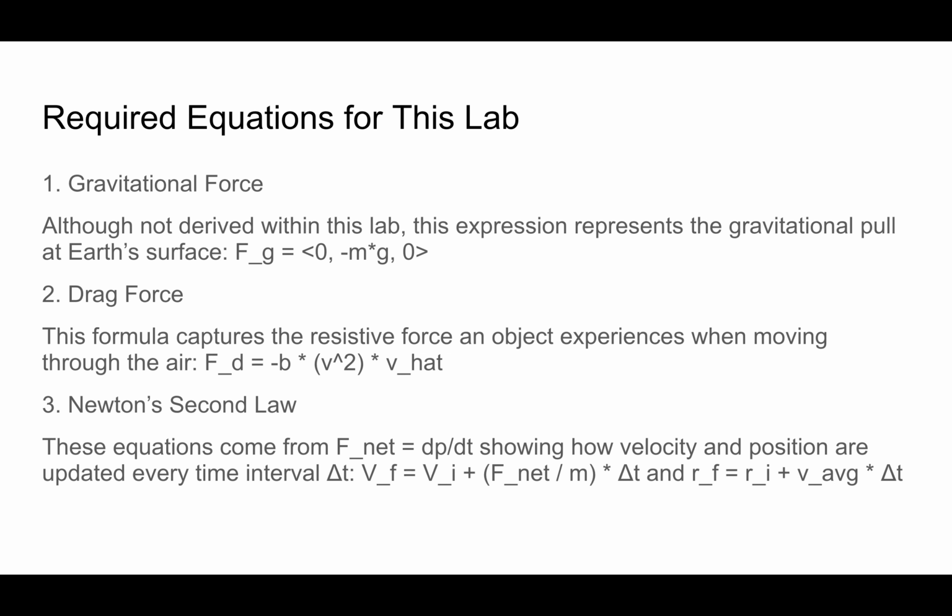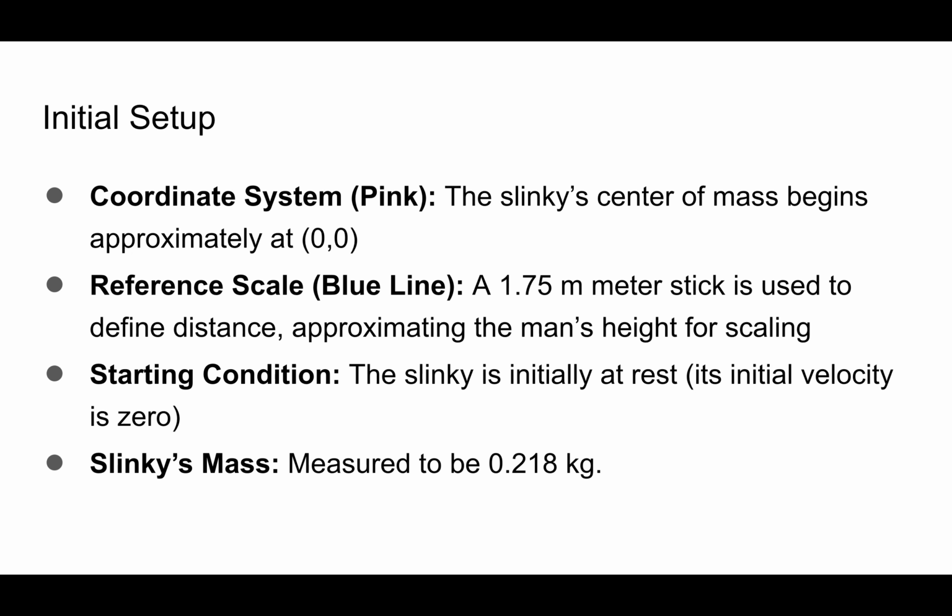The math behind the lab was centered on three key equations. There's the gravitational force acting downward on the slinky, as you can see there. There's also the drag force, which resists the motion and is proportional to velocity squared, and Newton's second law, which we use to update the slinky's velocity and position over each time step. These equations drove the numerical model we built in GlowScript.